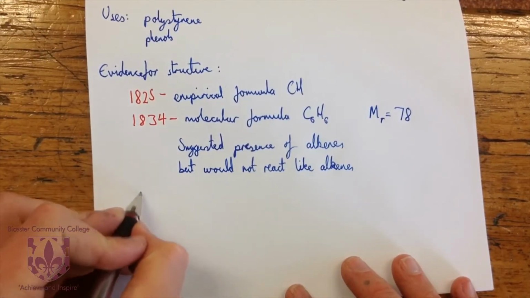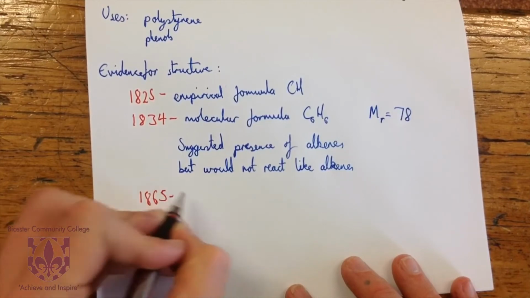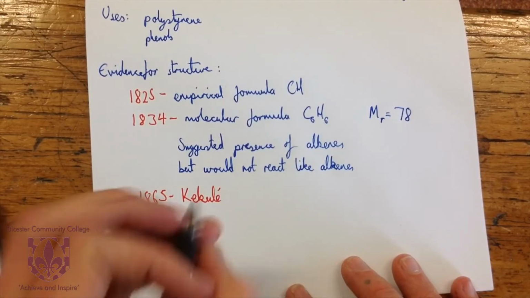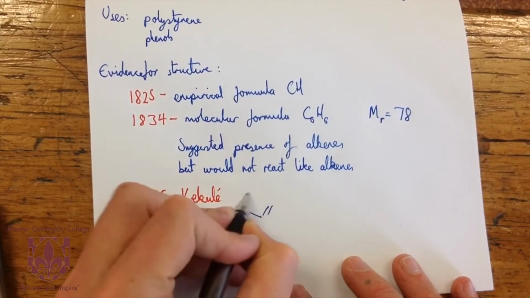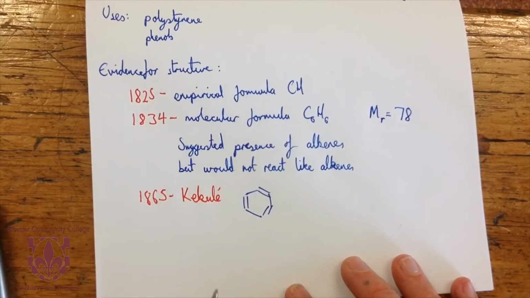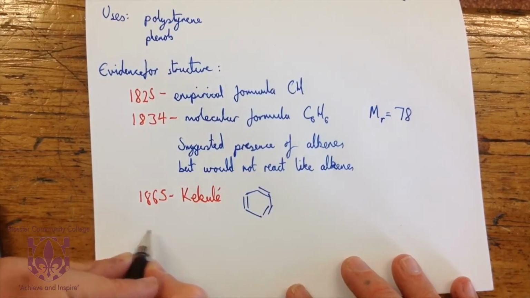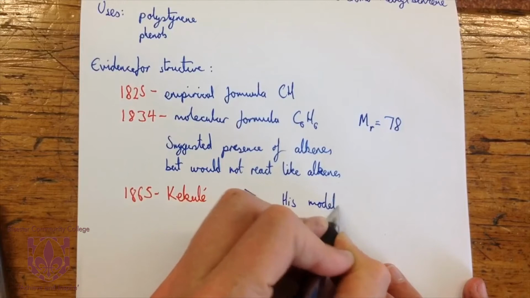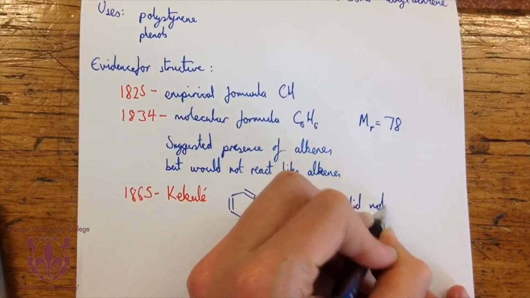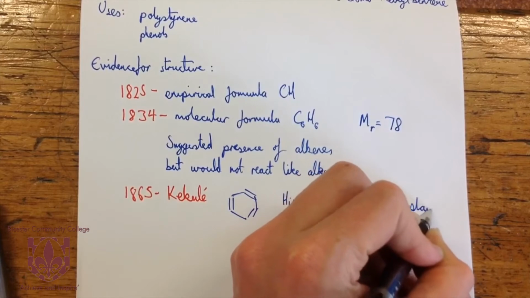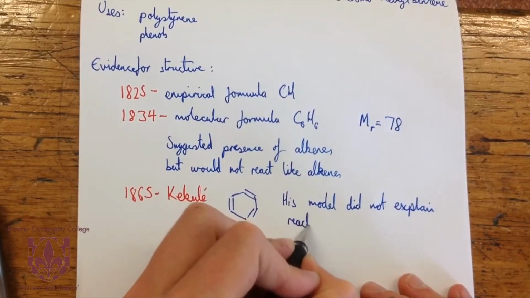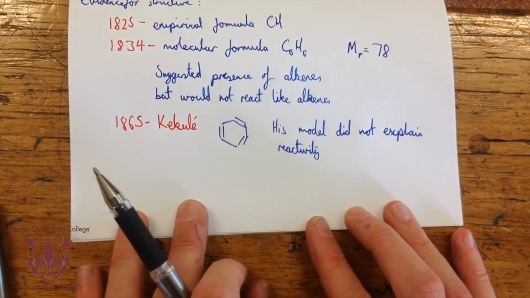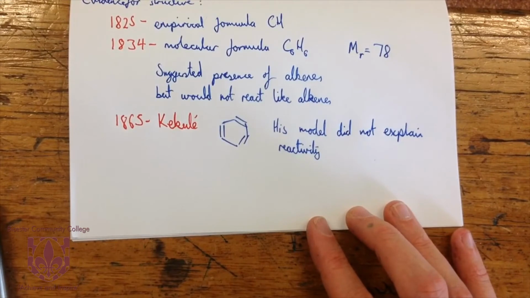Okay? And in 1865, Kekulé proposed that this was what benzene looked like. He said it looks like this. It's got 3 double bonds and it's in a ring. Okay, but his model did not explain the reactivity. So he said, "Oh, it's cyclic and it's got 3 double bonds," but he couldn't say why it didn't react with bromine.